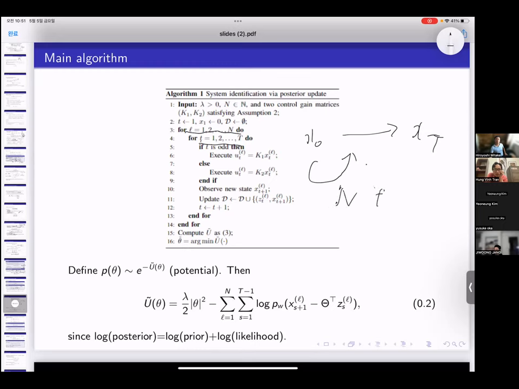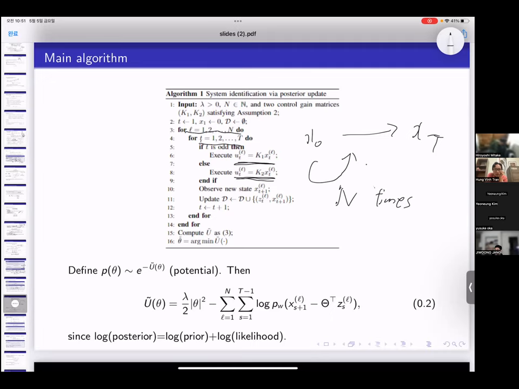Larger n times. And along the way, we choose control actions. We alternate the control actions. So now we can think of the probability of theta when you execute that algorithm.